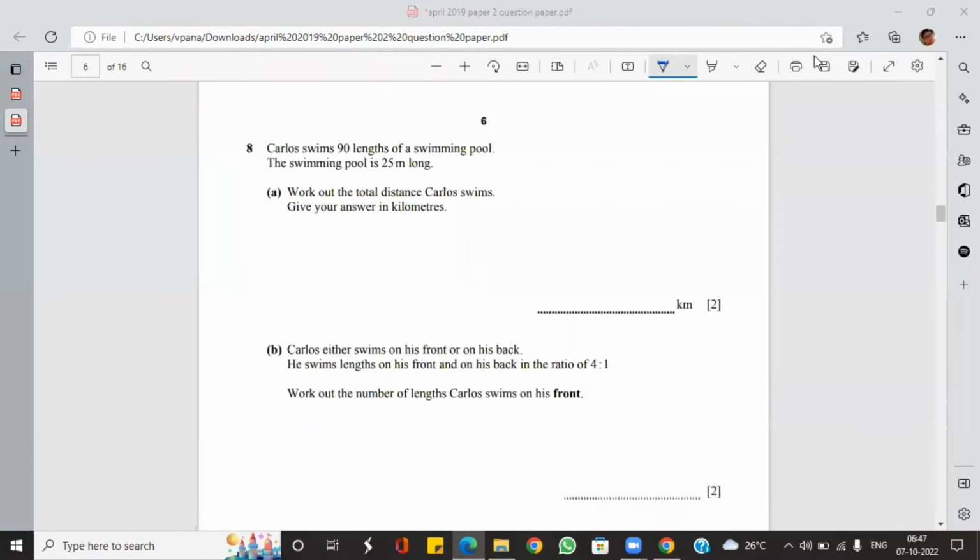Got it? Carlos swims 90 lengths of a swimming pool. The swimming pool is 25-meter long. Work out the total distance Carlos swims. Give your answer in kilometers. So the total distance that he swims is going to be 90 times 25, which is 2250. 25 nines are 225 and a 0. And then you have to convert this into kilometers. So you divide by 1000. So this is 2.25 kilometers.